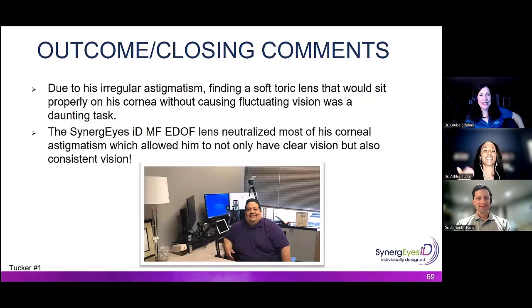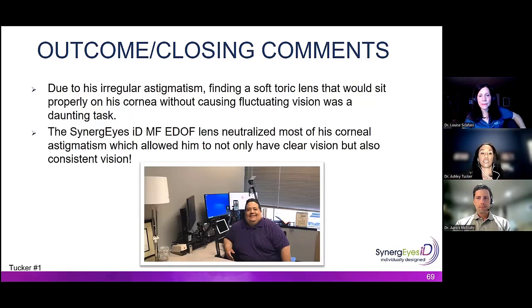But due to his irregular astigmatism, fitting soft toric lenses was a beast. I mean, we're all pretty good at fitting contacts, and I knew I could tackle this, but I could not get him in something that worked. And then the EDOF came along, and I just knew that this was what he needed.